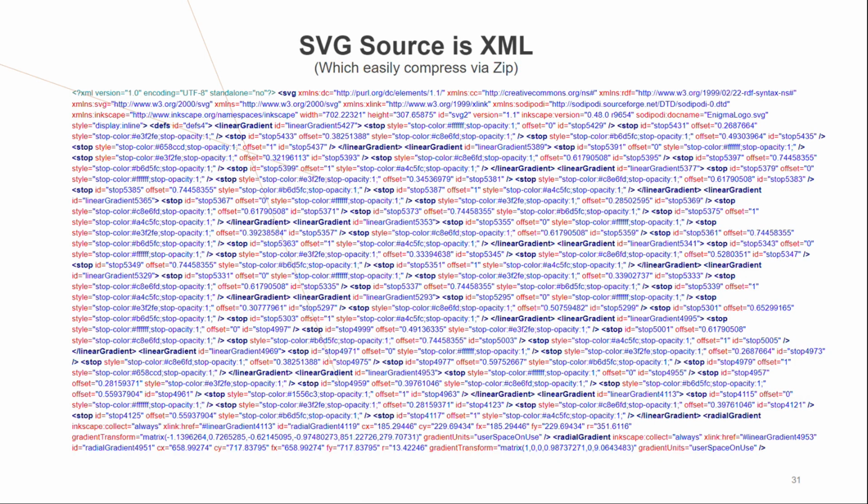Now, this is part of the source of an XML SVG file. It's XML, and it can be compressed with zip, which is automatically done when transferring on the web or building up an installer. So it gets compressed and takes up hardly any space at all that way.